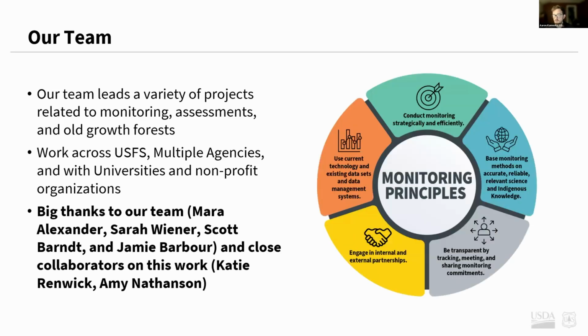So the AMA team that I'm part of promotes the use of scientifically substantiated data, which is collected efficiently and transparently to inform all stages of the adaptive management cycle. We provide decision makers and staff with essential information and approaches needed to continue to learn about ecological and socioeconomic resources on National Forest System lands, and to address potential uncertainties when making land management decisions. We work across all parts of the Forest Service, across multiple agencies, and with universities and nonprofit partners to meet these goals. We have a great team and just want to give a big thanks to all of them and our close collaborators and friends.